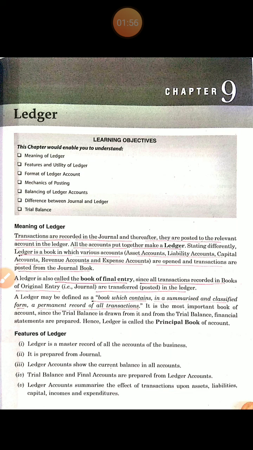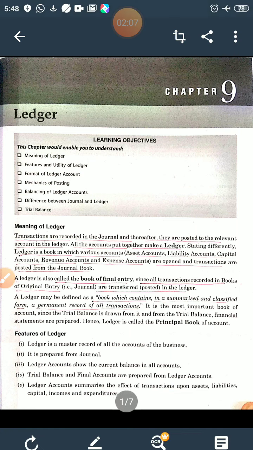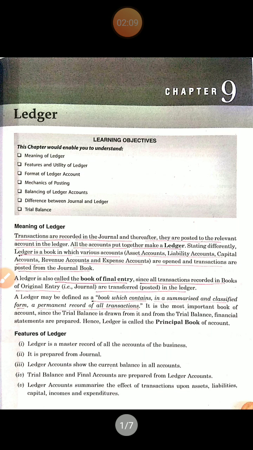Suppose I have paid salary to my employee every month, every first week of the month. So 12 times I would have paid salary. But how much salary I have paid during the year, journal will not tell you. It would have recorded 12 times on different dates, but just going through journal you won't be able to tell how much salary you have paid.